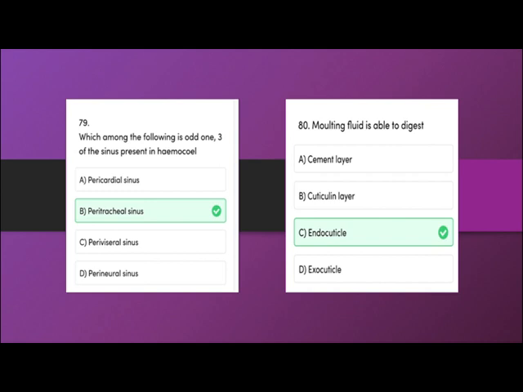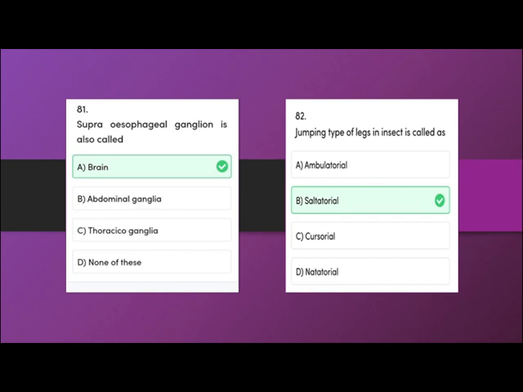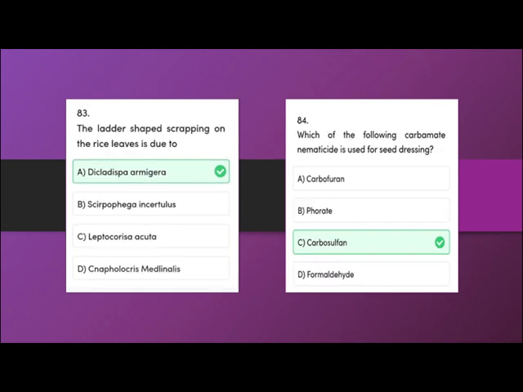The 80th question. Molting fluid is able to digest, and the answer is endocuticle. 81st question. Supraesophageal ganglion is also called, and the answer is brain. The 82nd question. Jumping type of legs in the insect is called as, and the answer is saltatorial.